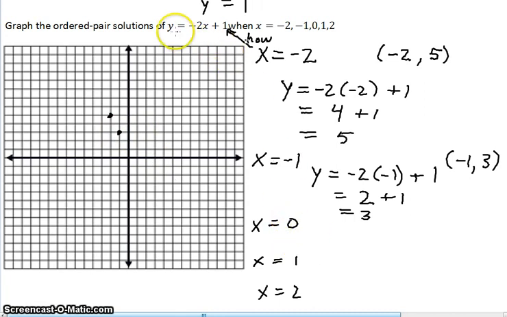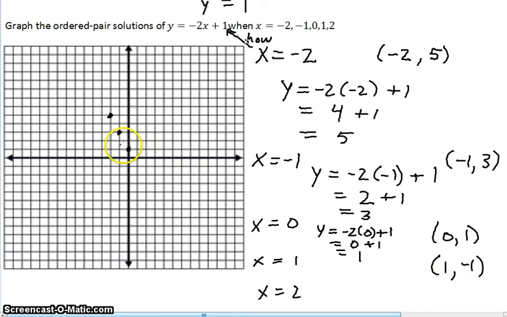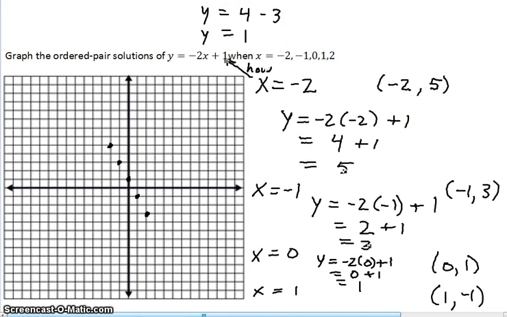If you plug 0 into this equation, you're going to get y equals -2 times 0 plus 1. That's going to be 0 plus 1, which is 1. So my ordered pair solution is 0, 1, and the pattern is going to keep continuing. If I plug in 1, if I do the exact same thing, I'm going to get -1. And if I plug in 2, I'm going to get -3. Doing the same things that I did before. So this right here is my graph of my ordered pair solutions for this problem. So here's the graph of the ordered pair solutions.